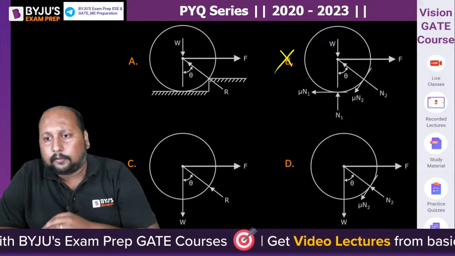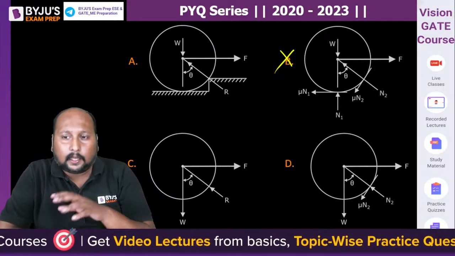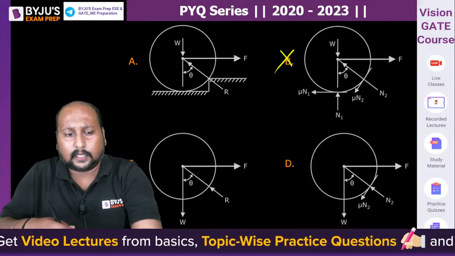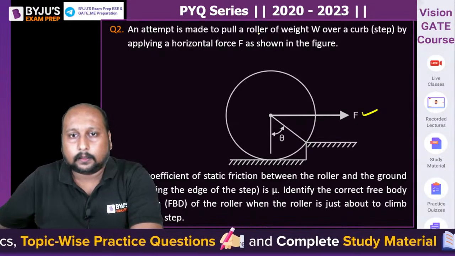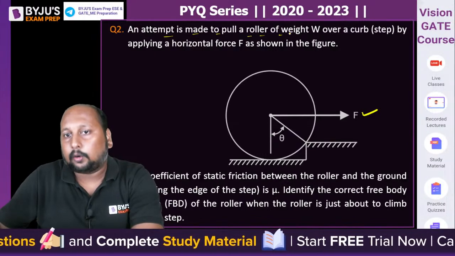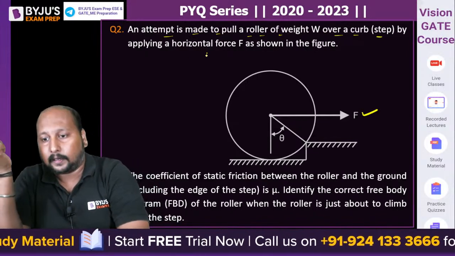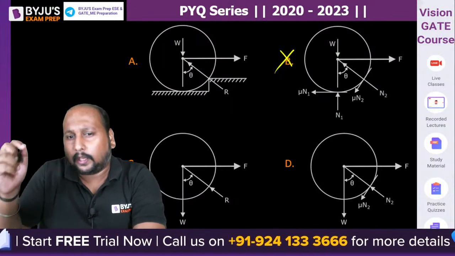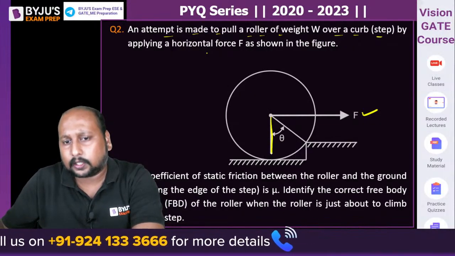Okay. Fine. Now, whenever the body is about to topple, if you see the question, they're saying that an attempt is made to pull a roller over a curb or step by applying horizontal force. It is not being toppled, right? We are just about to topple. So if I draw the free body diagram, there will be three forces acting on this body.